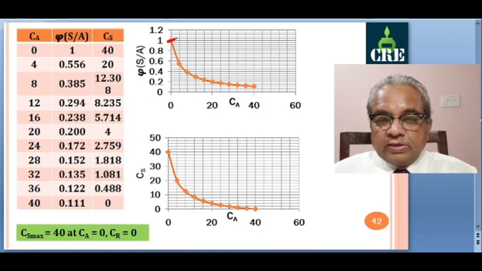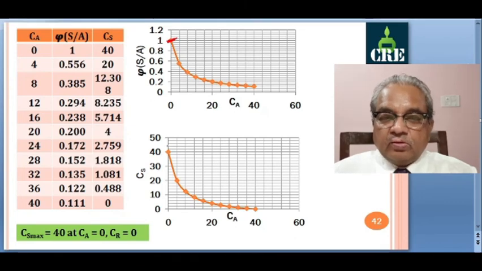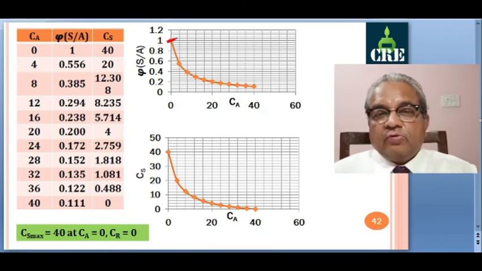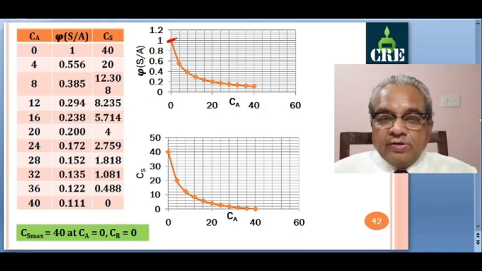Here, CS as a function of CA, again at CA equal to 0, this is maximum. The same thing, representations are different. Here we have written in terms of yield and here directly the concentration.